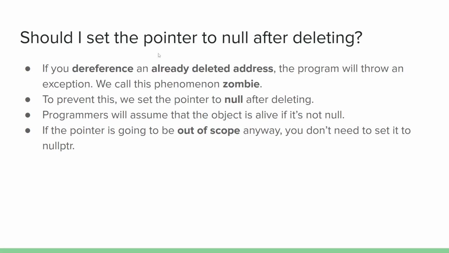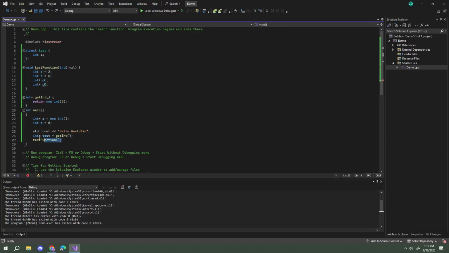Should I set a pointer to null after deleting? Yes, you should. Why? If you dereference an already deleted address, the program may throw an exception. We call this phenomenon a zombie. So what does this mean?